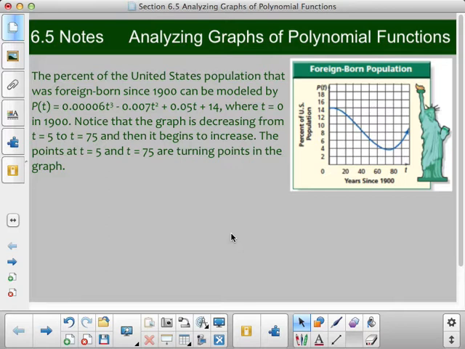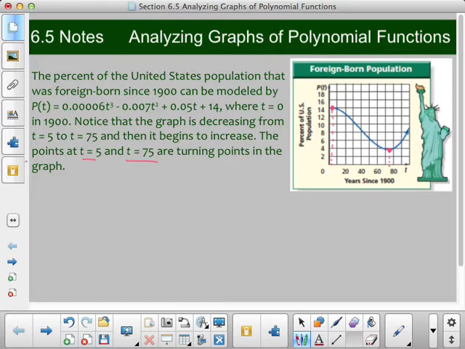Notice that the graph is decreasing from t equals 5 to t equals 75. So t equals 5 is right here. So from this point to t equals 75, this point here, my graph is decreasing. And then it begins to increase. The points t equals 5 and t equals 75 are what we call turning points in the graph.